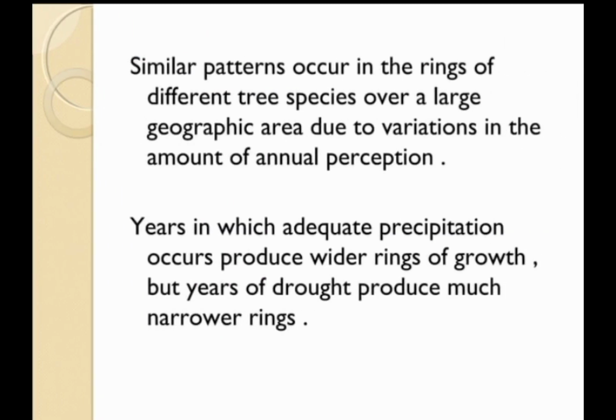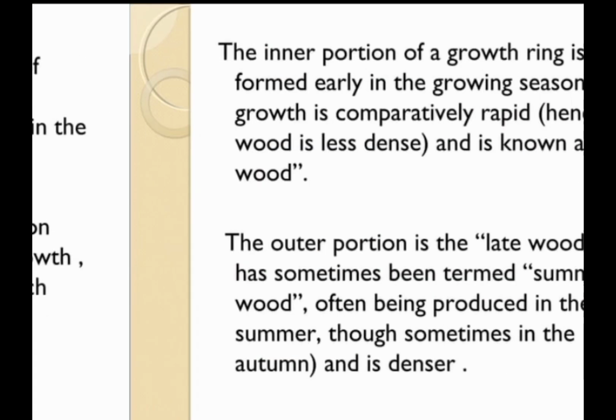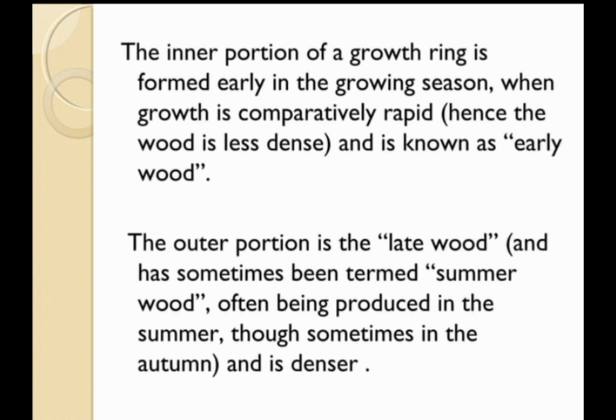Similar patterns occur in the rings of different tree species over a large geographic area due to variations in the amount of annual precipitation. Years in which adequate precipitation occurs produce wider rings of growth, but years of drought produce much narrower rings.